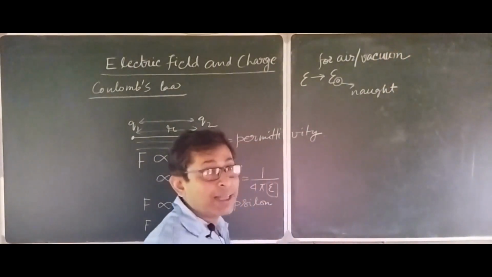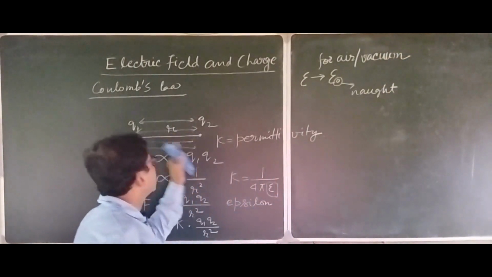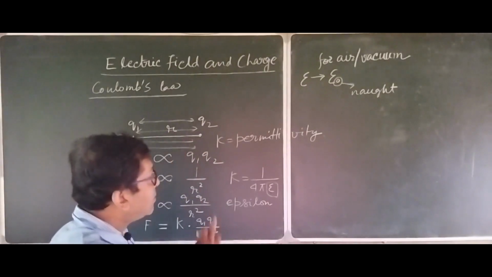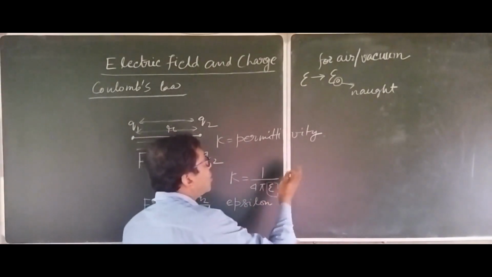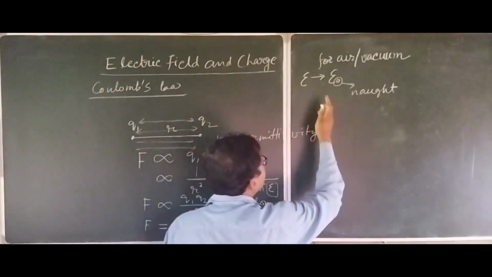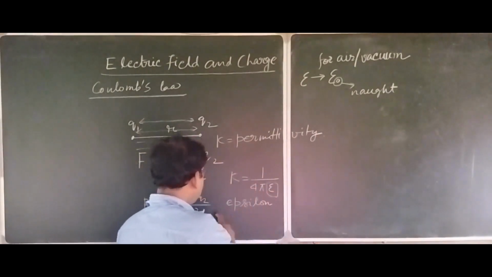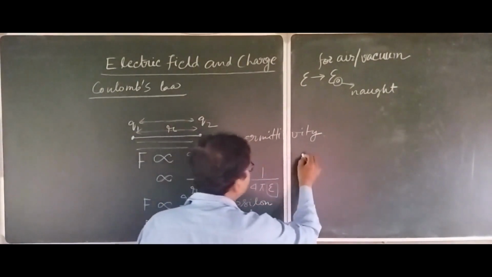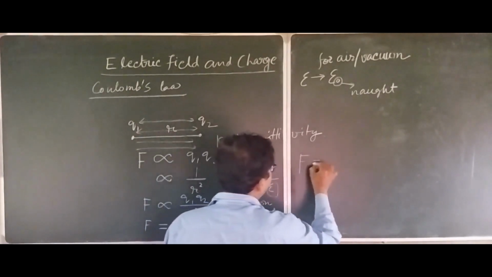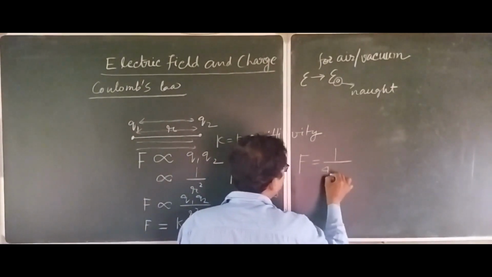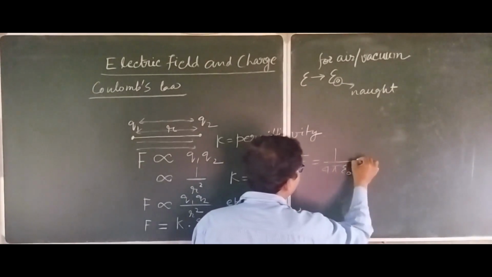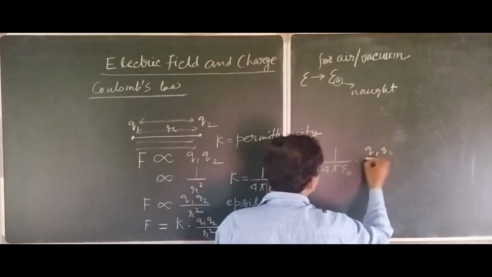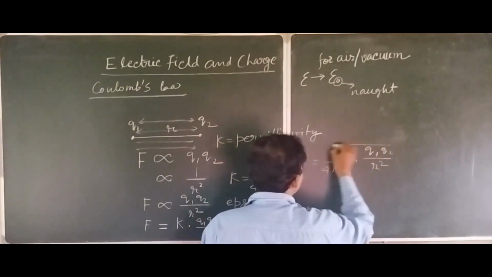If something else is there except air or vacuum, then epsilon naught will turn to epsilon. So for air, this same equation will turn to F is equal to 1 upon 4 pi epsilon naught Q1 Q2 by R square.